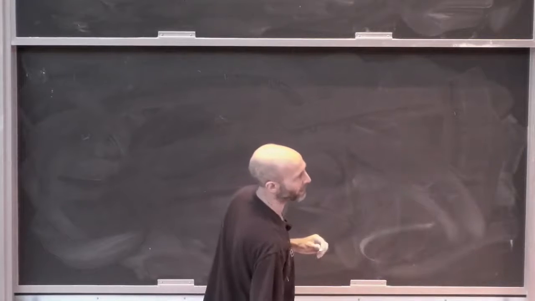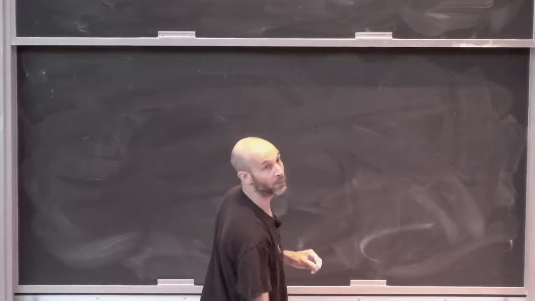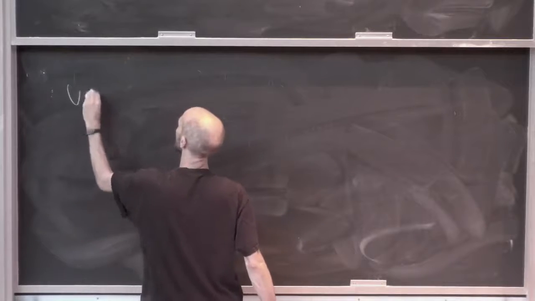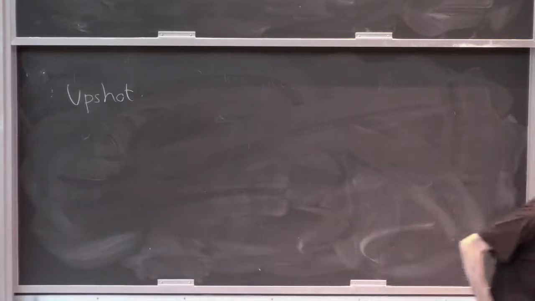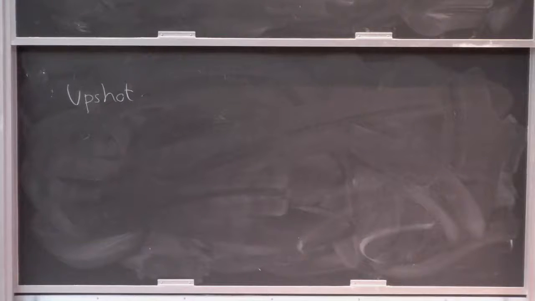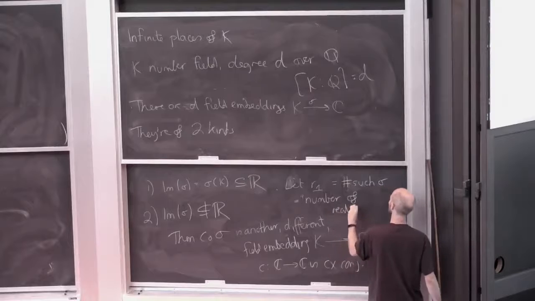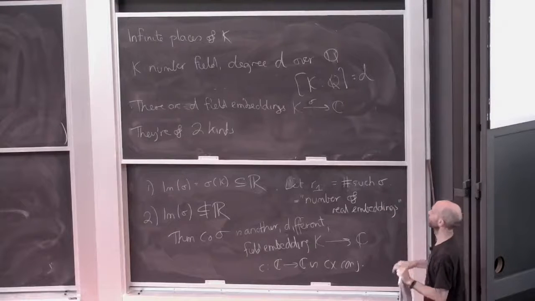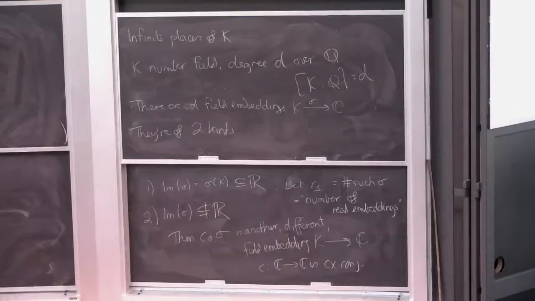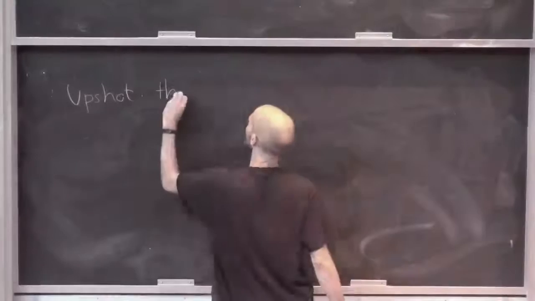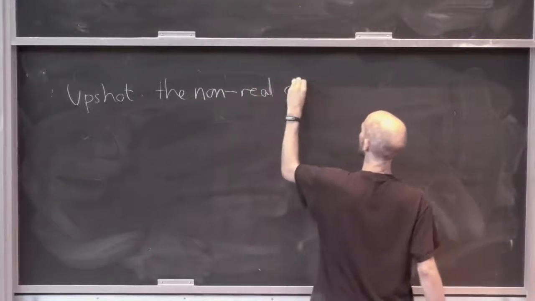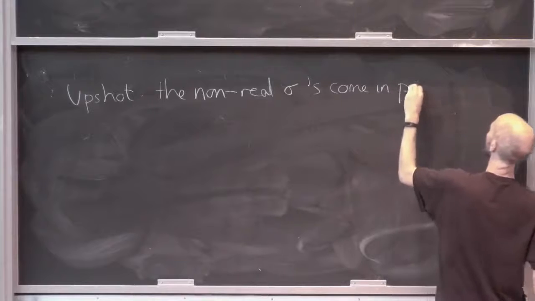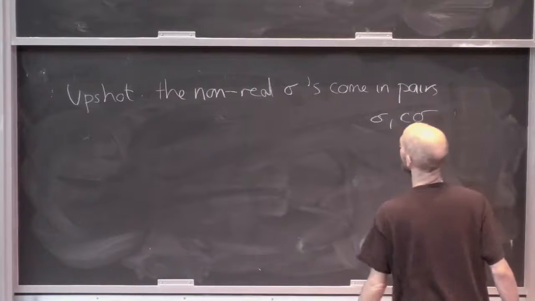So for these bad ones, these bad ones come in pairs, that's the point. So the upshot is that maybe I should call this R1 the number of real embeddings, right? That's a good name for it, because it literally is the number of field homomorphisms from K into the real numbers. So the upshot is the non-real sigmas come in pairs, sigma and C sigma, right?